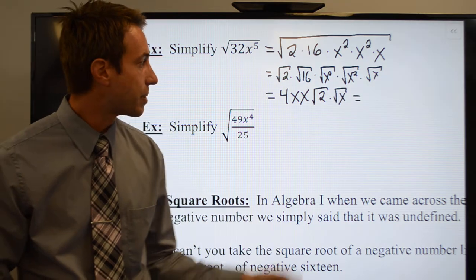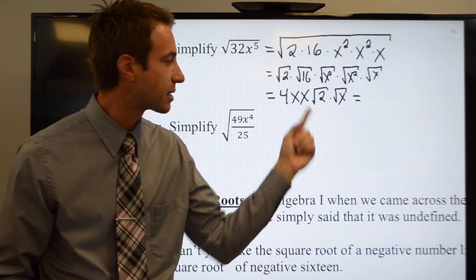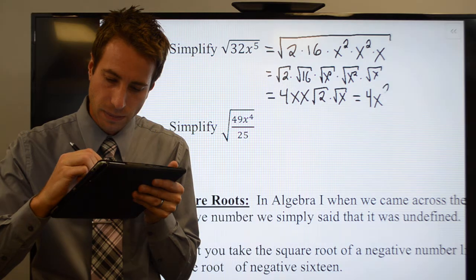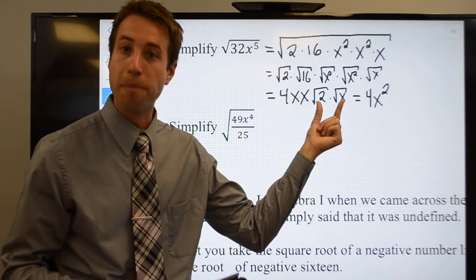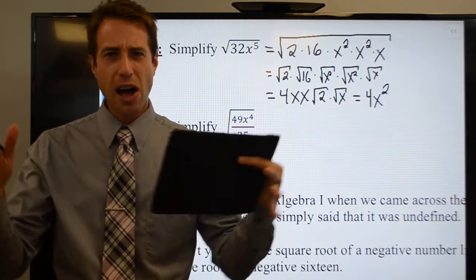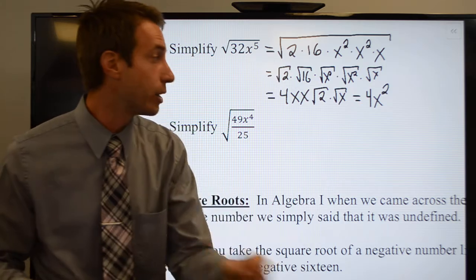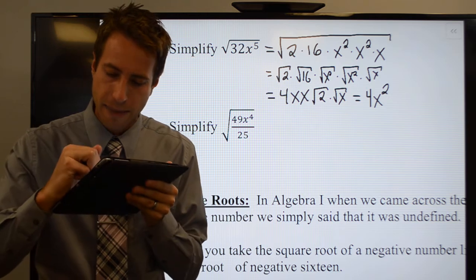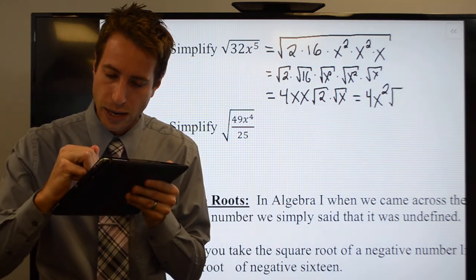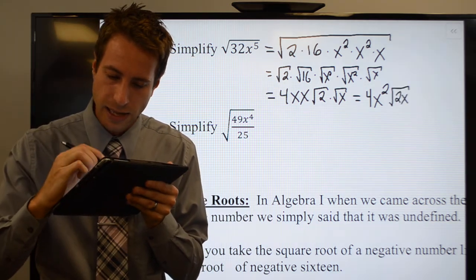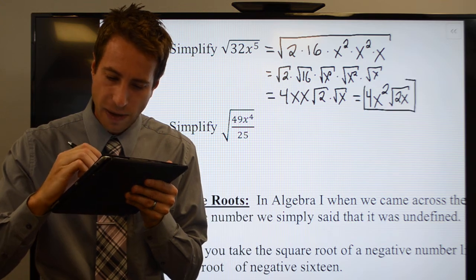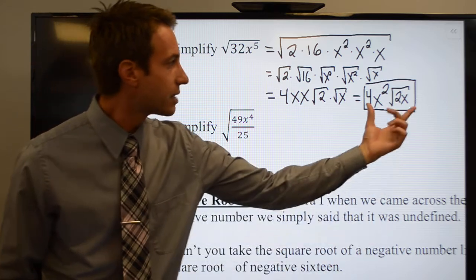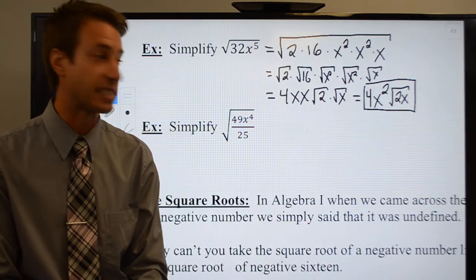And then your final step here, well, 4 times x would be a 4x squared. And since these radicals are multiplied together, I can just combine them. Right? I couldn't if it was addition or subtraction. I couldn't. But because it's multiplication, I can. And I'll simply write it as the square root of 2x. And there you go. You have simplified the square root of 32x to the 5th as much as you can. That's as simplified as it gets.